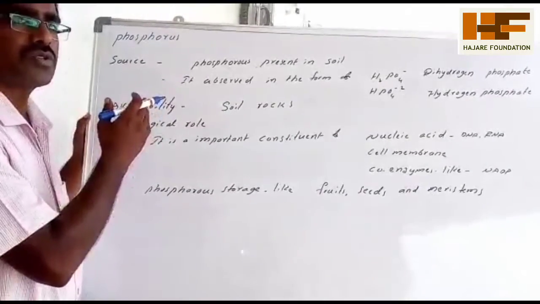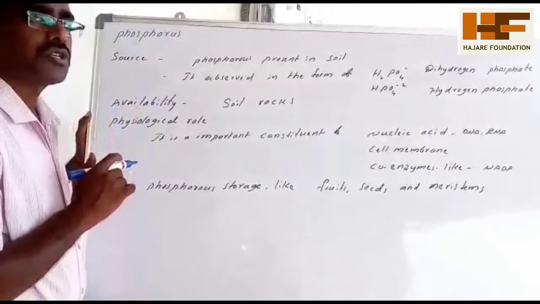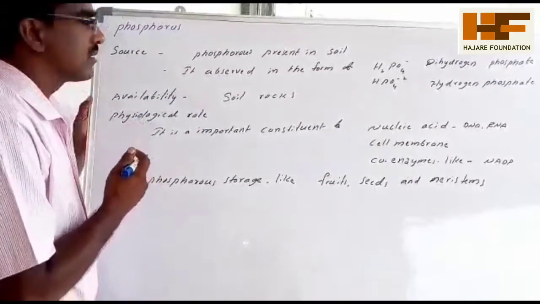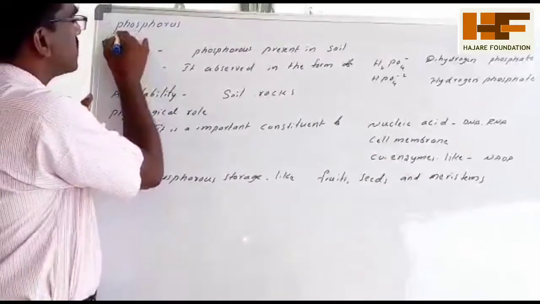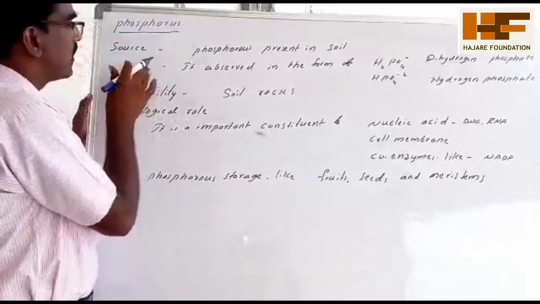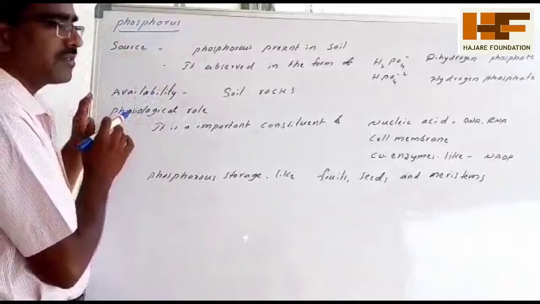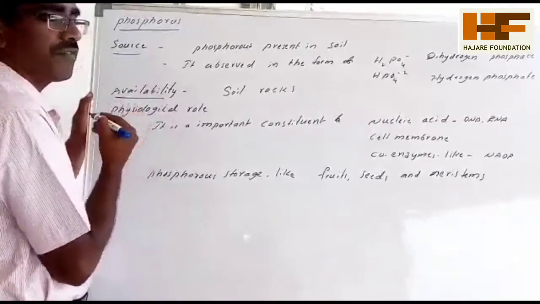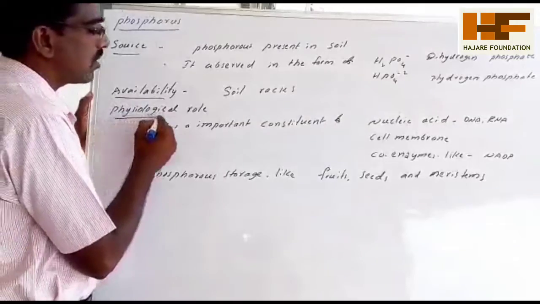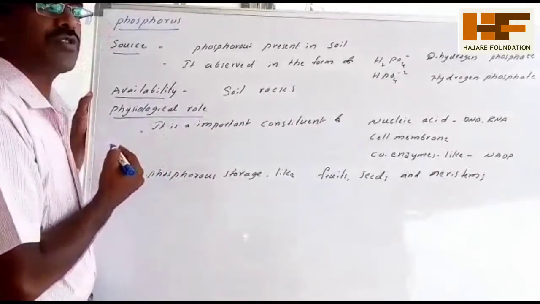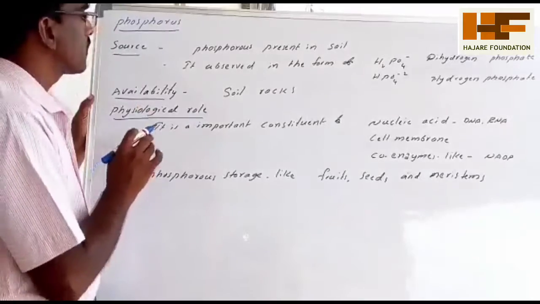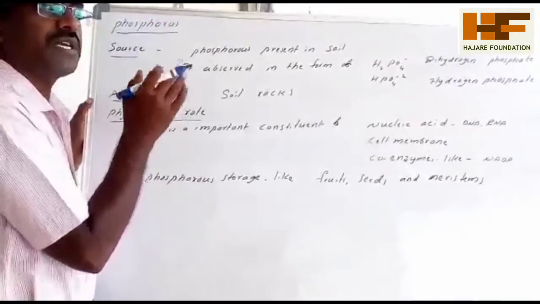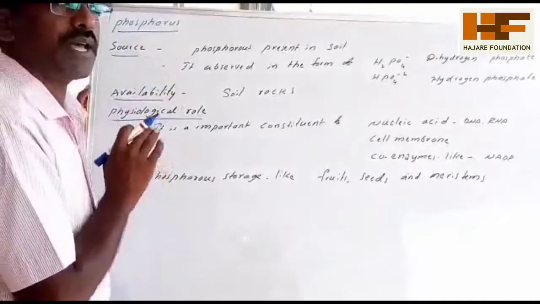We can go for discussion about the remaining essential nutrients, that is, minerals. The second one is phosphorus. We are going to take it under three headings: one is the source of phosphorus, then the availability of phosphorus, and the physiological role or physiological effects of phosphorus in the plant body. Source means from where and in which form phosphorus is available for the plant.